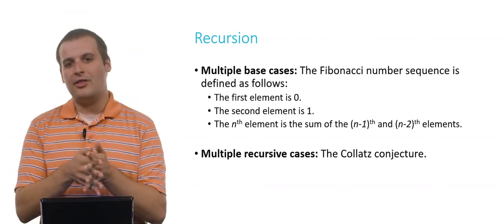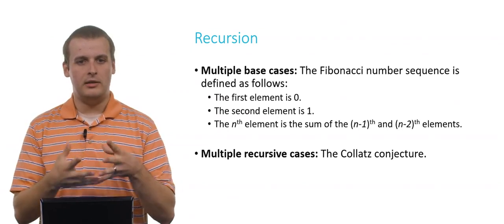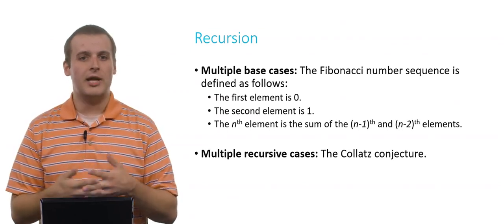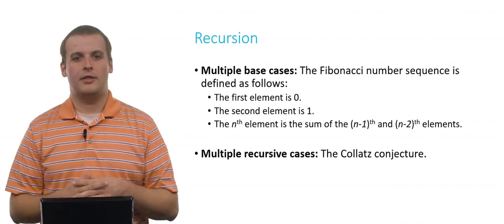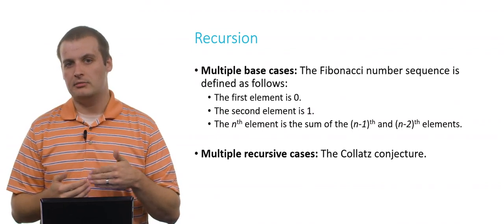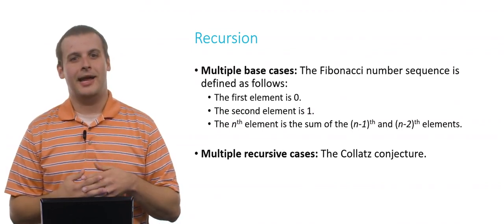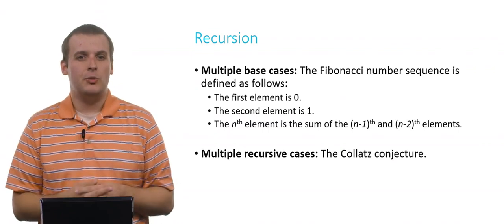Then every other element is defined as the sum of n minus 1 and n minus 2. So the third element would be 0 plus 1 is 1. And then the fourth element would be the second element, 1, plus the third element, 1, and that would be 2, and so on and so on. So in this case, we have 2 base cases.